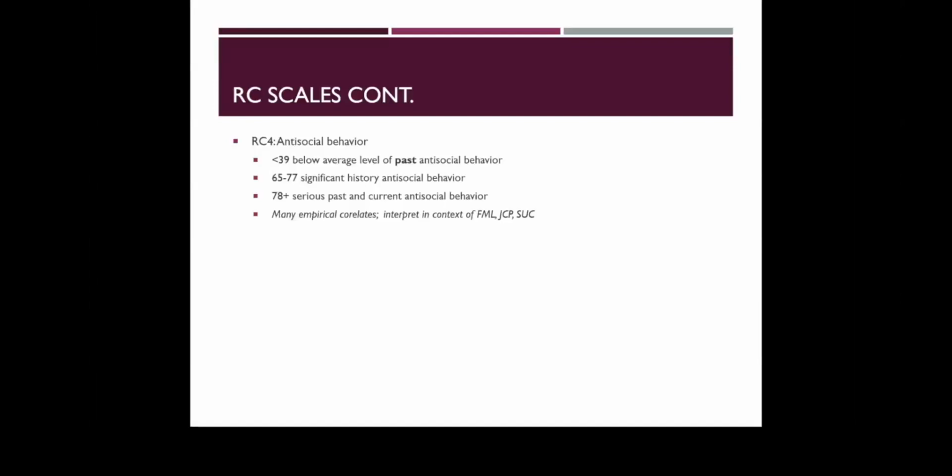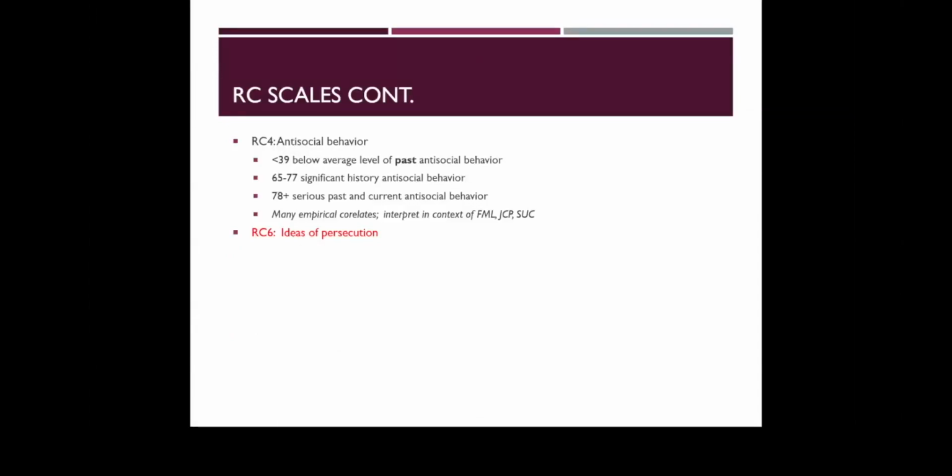There are many empirical correlates though. And so again, this is why you need to be careful and interpret it in the context of some of the other scales. So is this because they had conduct problems as a juvenile? Are they having interpersonal family problems? Are they, that should be SUB, not SUC. Do they have a lot of substance use?